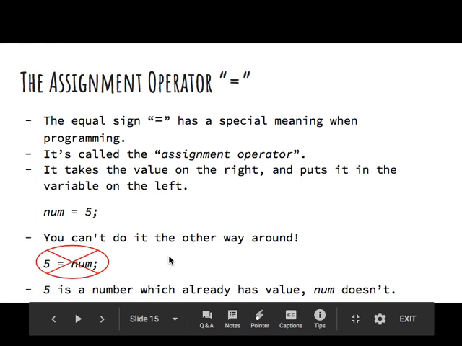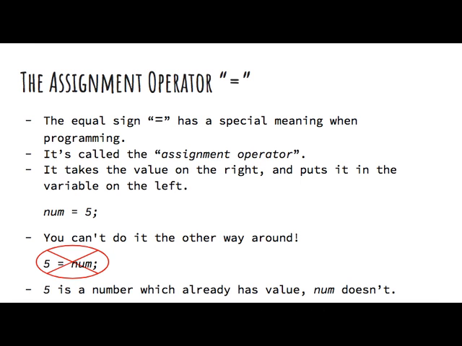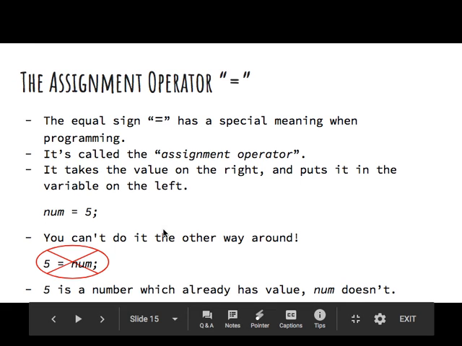You can't go the other way around like we do in math class where we say both sides must be equal. Both sides are not equal here in that regard. 5 is being assigned into num.